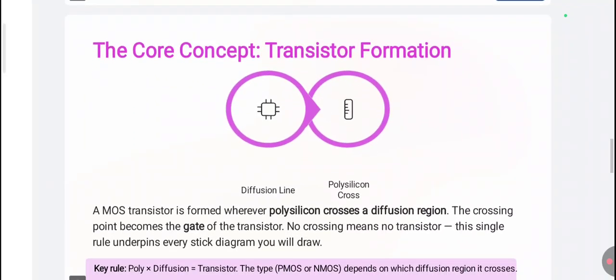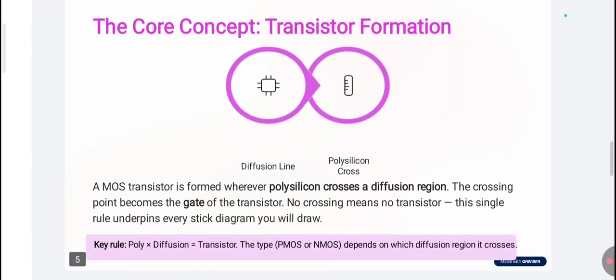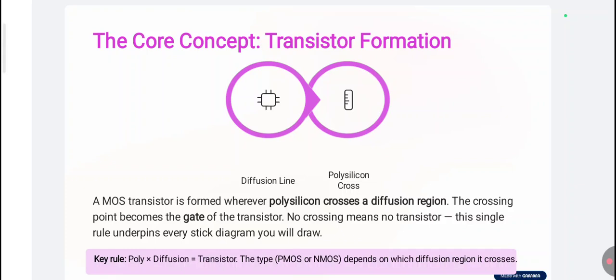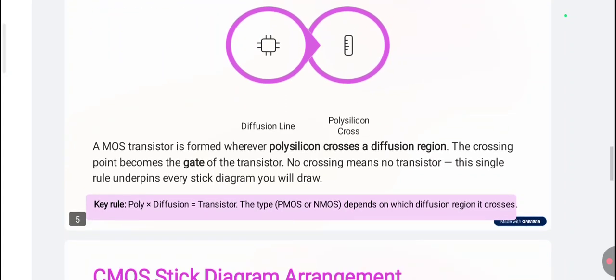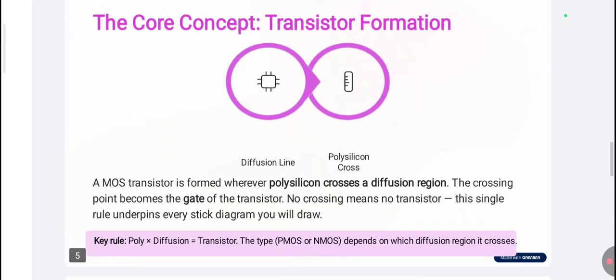So the core concept of transistor formation is that polysilicon crosses the diffusion line. A MOS transistor will be formed whenever polysilicon crosses a diffusion region. The crossing point becomes the gate of that transistor. If there is no crossing, that means there is no transistor at all. So the simple rule we must remember is: polysilicon crosses the diffusion, so there comes a transistor.